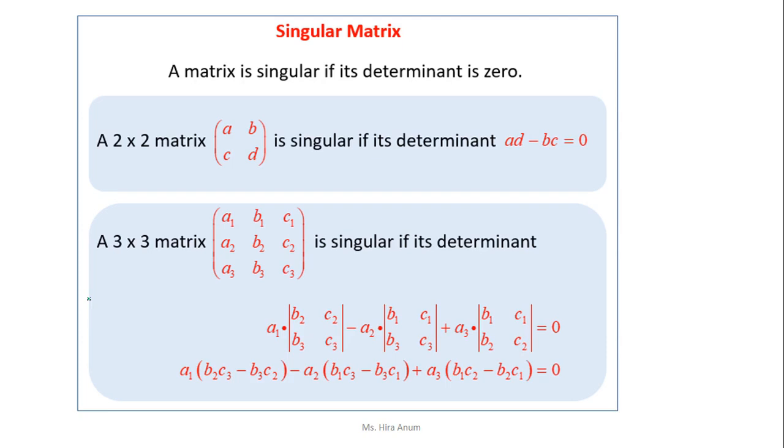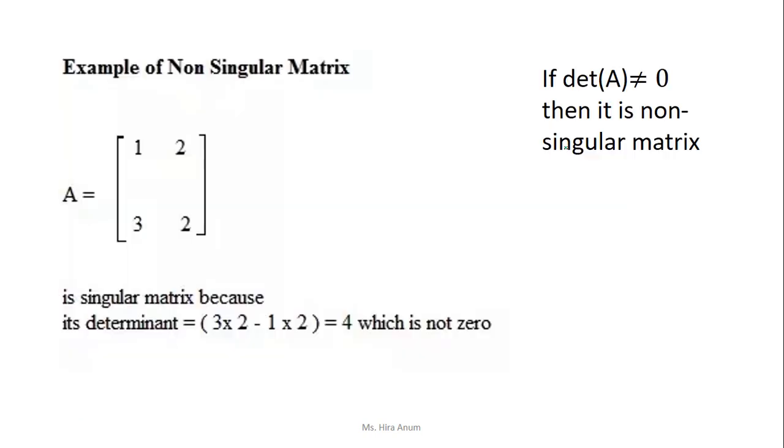Singular matrix: when you take the determinant of a matrix and it equals 0, it is called a singular matrix. If it is not equal to 0, then it is called a non-singular matrix. If the determinant is 0, then the inverse will not exist. You can see this non-singular matrix example. If the determinant is not equal to 0, then it is not a singular matrix.